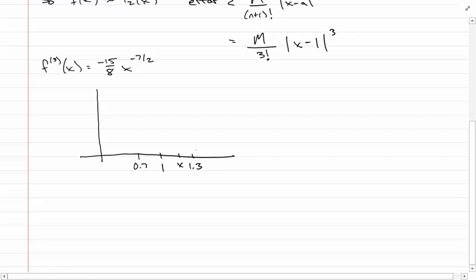Okay. Now, I'm supposed to graph the absolute value of this function, which is going to turn that into a positive, and it is x to a negative power, so it's going to be a decreasing function. Right, this is what the graph of the absolute value of the third derivative looks like. It's going to be 15 over 8 x to the negative 7 halves. And we need to choose an M that is always bigger than that function. Now the worst case scenario is x would be 0.7 because that's where this function is the highest. So I've got to choose an M value that is bigger than that function value at 0.7.